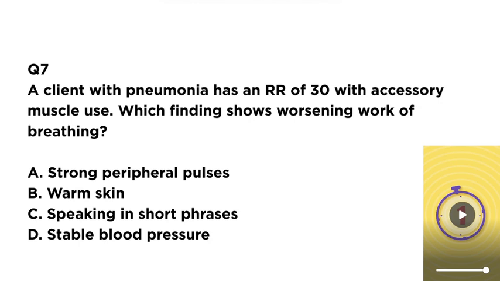Inability to speak normally indicates increased respiratory effort. A is incorrect because strong pulses don't reflect ventilation. B is also incorrect because skin warmth is non-specific. And D is also incorrect because stable blood pressure does not indicate severity of respiratory distress.